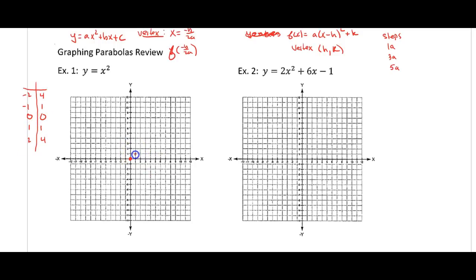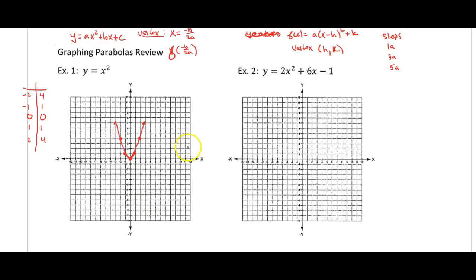And then I'm just going to go ahead and plot these. 2, 4. And I could even go a couple other points. But once I have an idea, this is what I would get. And this is more of a U-shape.